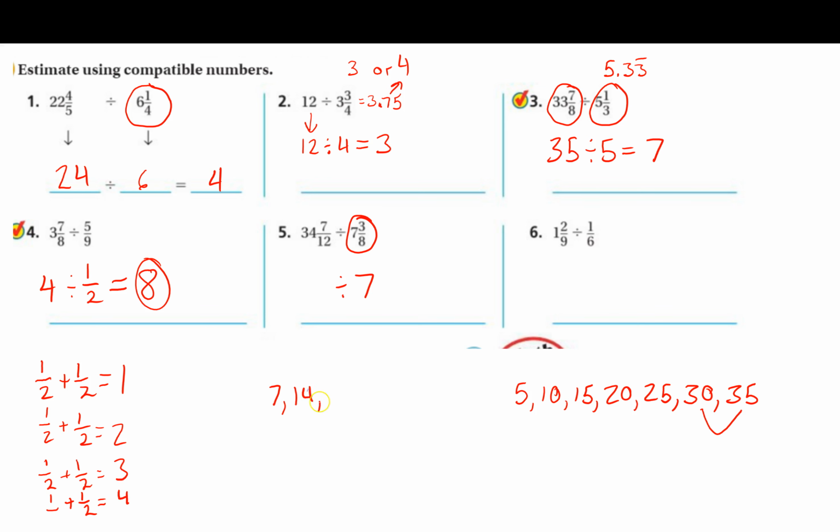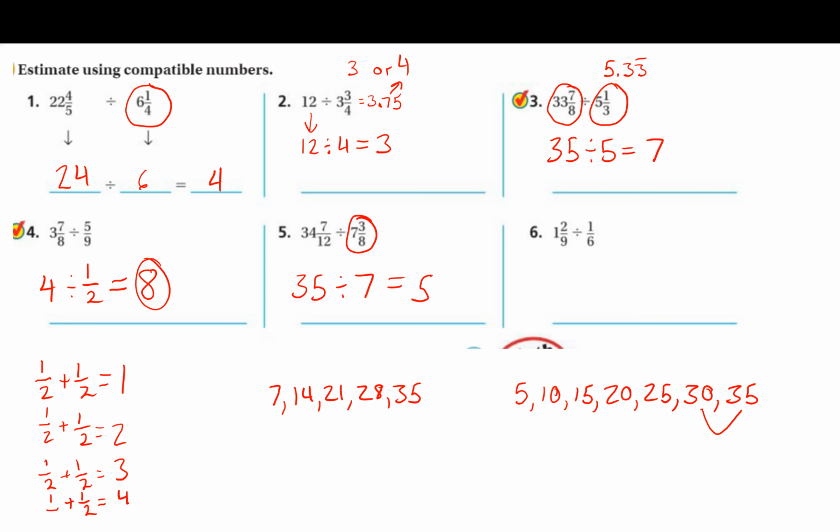So 7, 14, 21, 28, and 35. 35 is very close to 34 7/12, so I'm going to use 35. And I get the answer of 5. Okay. Again, you should be using your scratch paper so you have plenty of room to write.